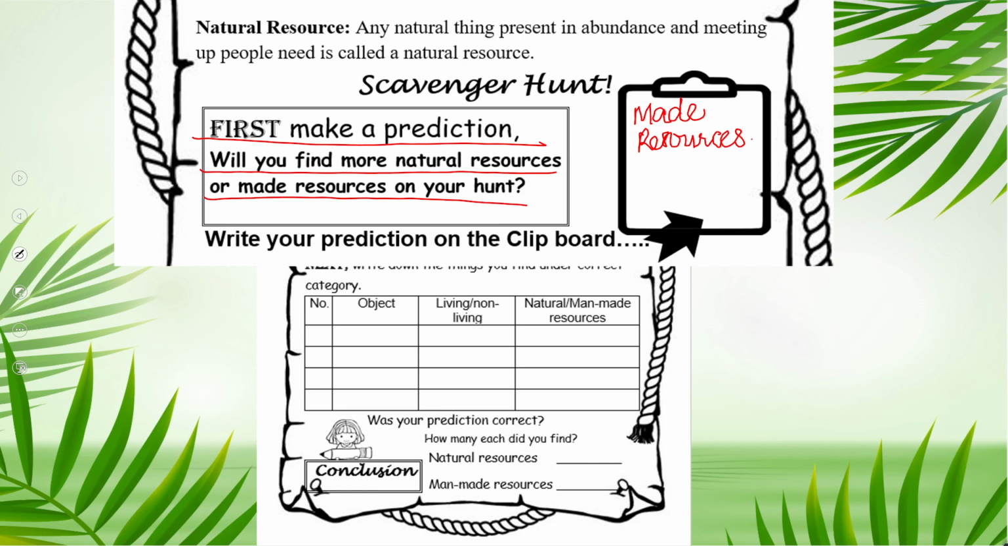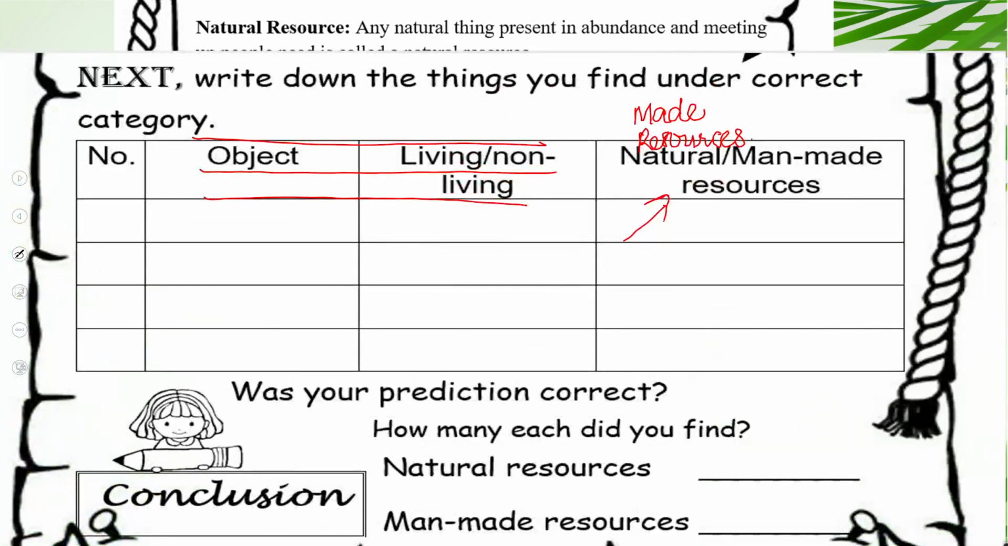Then write your prediction on the clipboard. यहाँ पर हमने अपनी prediction लिख दी कि मुझे लगता है कि ज़्यादा man-made चीज़ें मिलेंगी. Then we will move forward to the next part of the worksheet. Okay, next write down the things you find under the correct category.